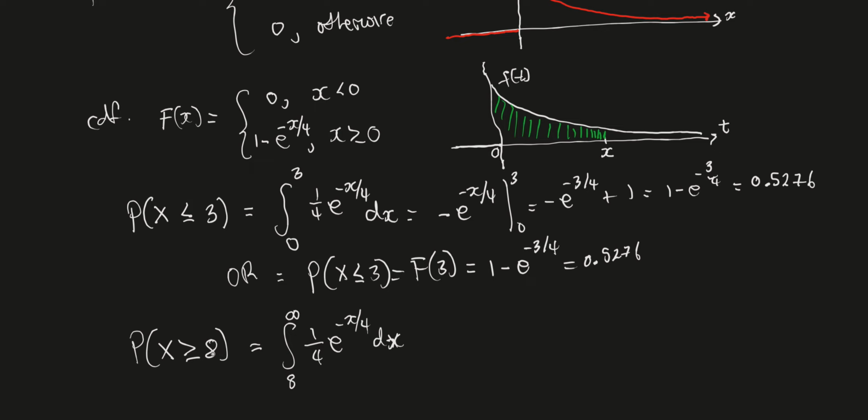Well, we can use the complement and say that the probability that x is greater than or equal to 8 is 1 minus the integral from 0 to 8. The total probability is 1. So in other words, the area to the right of 8 is equal to the total area minus the area to the left of 8.